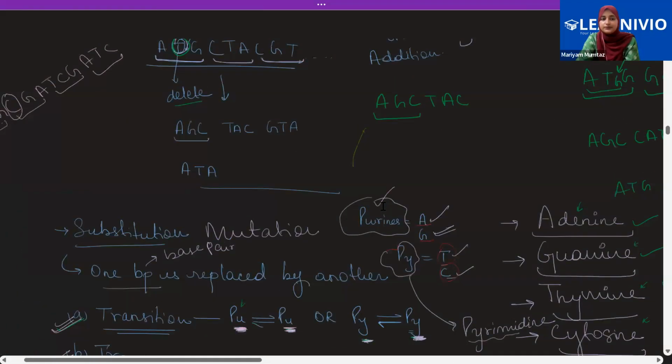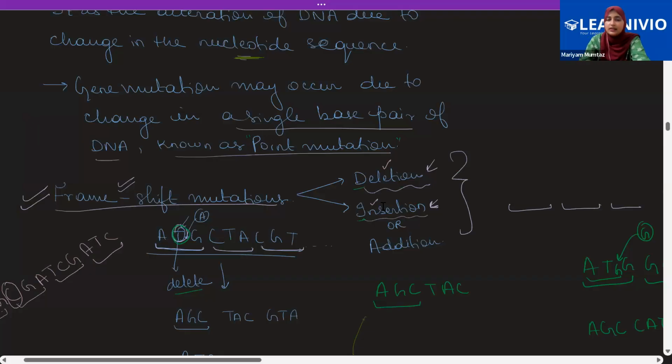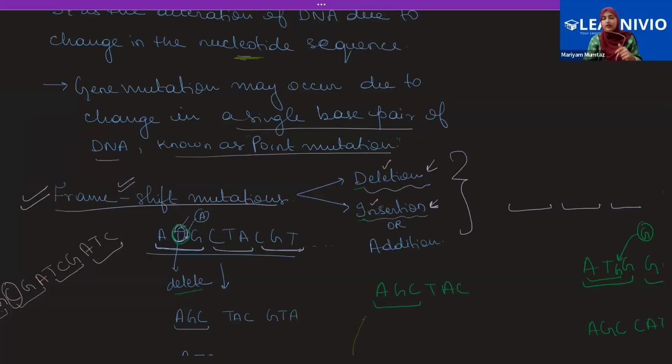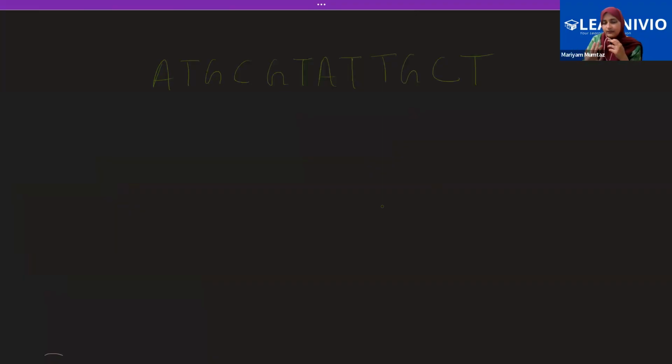Now, point mutation, all of you have understood. It's a change in only one particular point. That is what we call a single base pair mutation or a point mutation. Then comes the frame shift mutation. See, what happens if there is a sequence of DNA like this: ATG, CGT, ATTGCT, anything randomly.